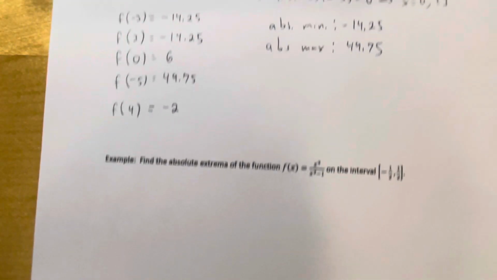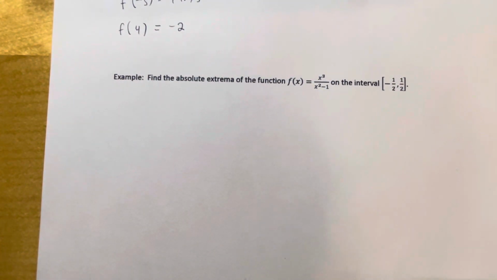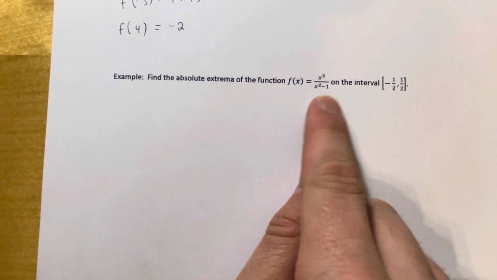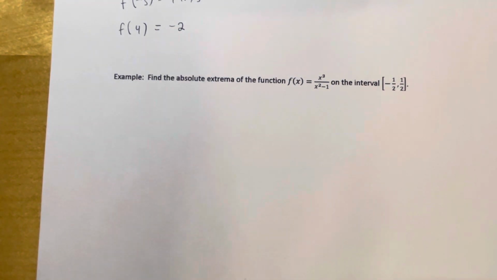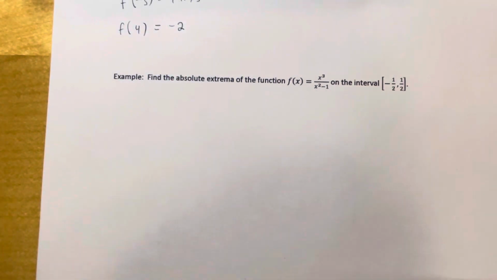Okay? Let's try another example, one that's a little bit tougher. Same type of thing. I want to find the absolute extrema of this function, f of x equals x cubed over x squared minus 1, on the interval negative 1/2 to 1/2. As before, we want to check the domain of this function to make sure that we have the correct conditions in place in order to use the closed interval method at all.